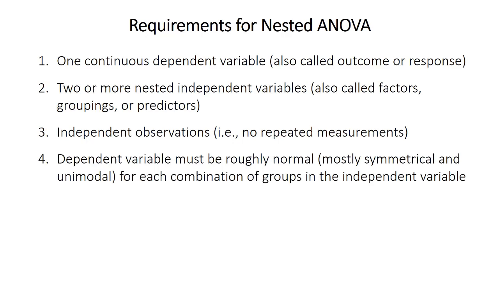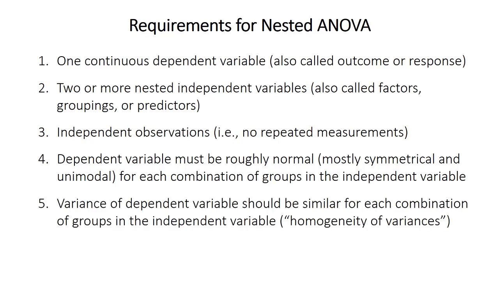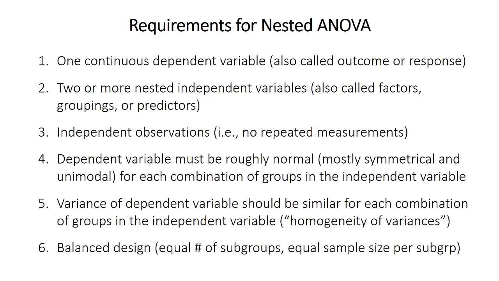The dependent variable must be more or less normally distributed for each combination of the groups in the independent variable. And there's also the homogeneity of variances assumption, in which the variance of the dependent variable should be similar for each combination of groups in the independent variable. These are all assumptions and requirements that are typical of all ANOVAs, really. And finally, it's important to have a balanced design.